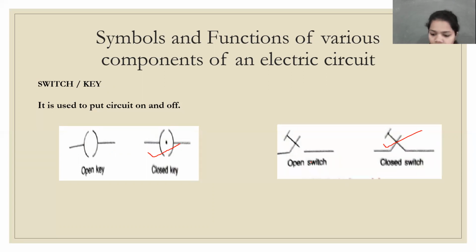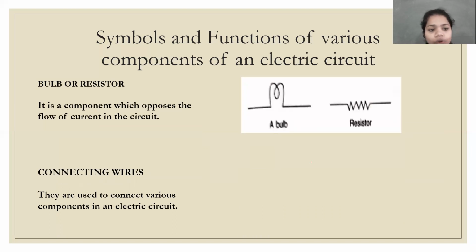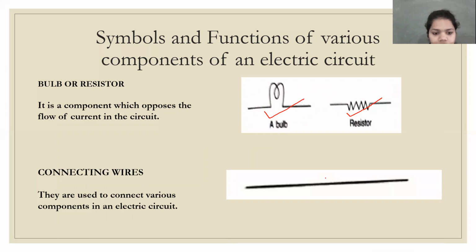The next component is a bulb or a resistor. Bulbs and resistors are components which oppose the flow of current in the circuit. We can say a bulb uses the current in the circuit, and a resistor is something which increases or decreases the flow of current in the circuit. This is the symbol for a bulb, and this is how a resistor is shown in the circuit. And lastly, we have connecting wires. A simple line in a circuit shows that all the components are connected with the wire.